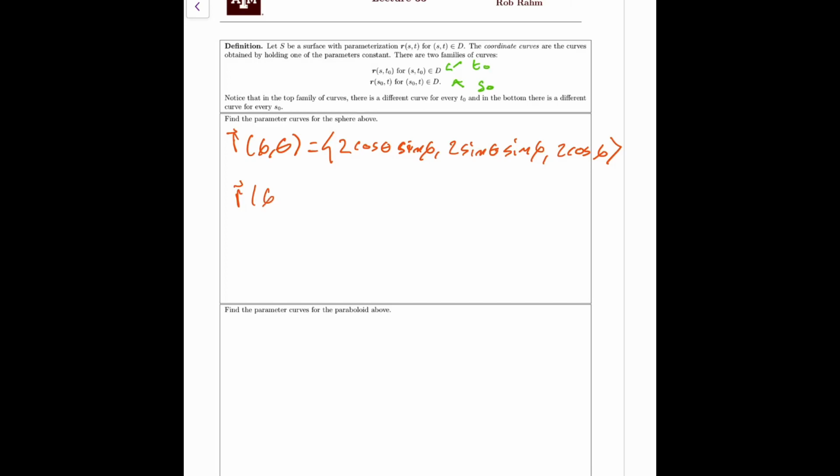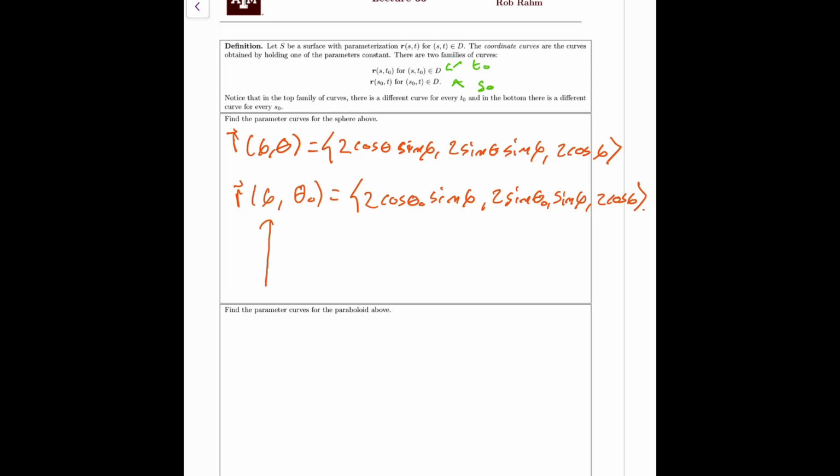So we'll hold theta constant first. And so what we have now are just going to be 2 cosine theta naught sine phi, 2 sine theta naught sine phi, 2 cosine phi. So what are these curves?